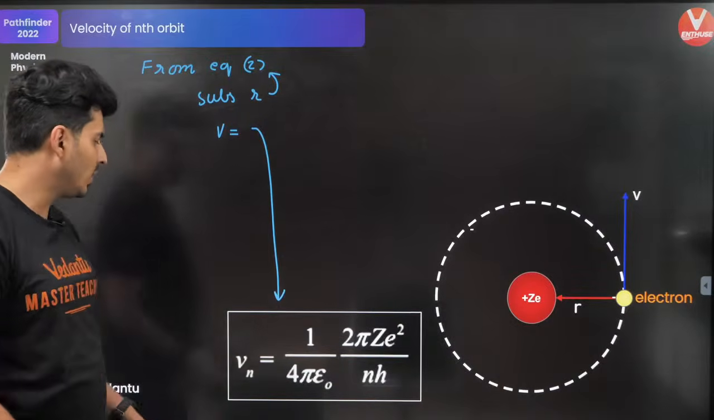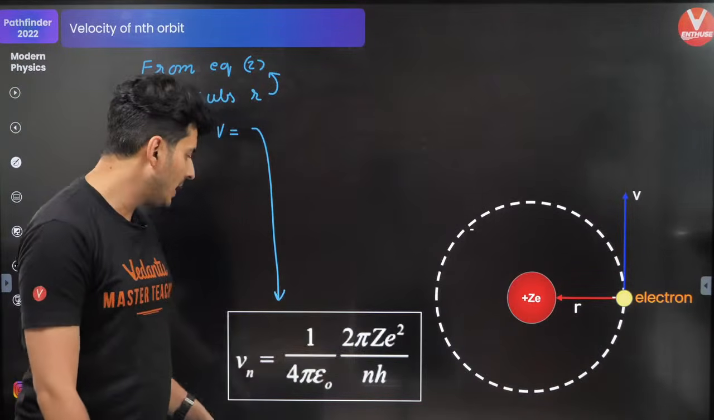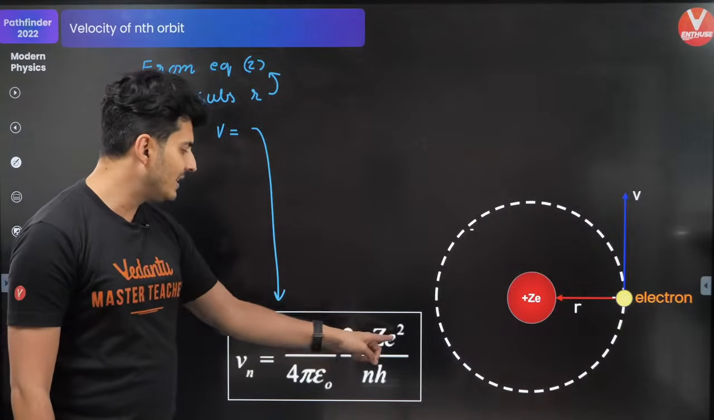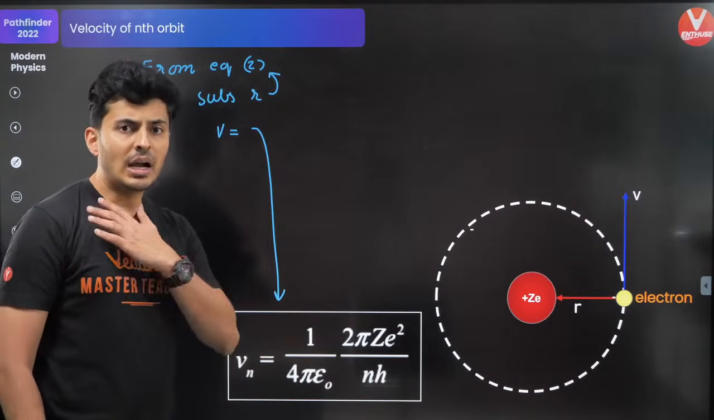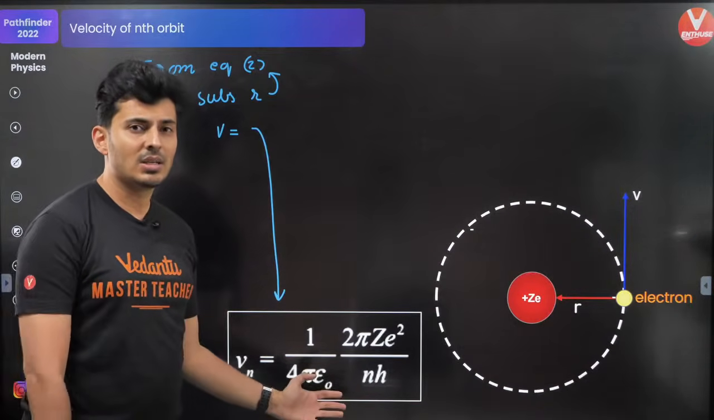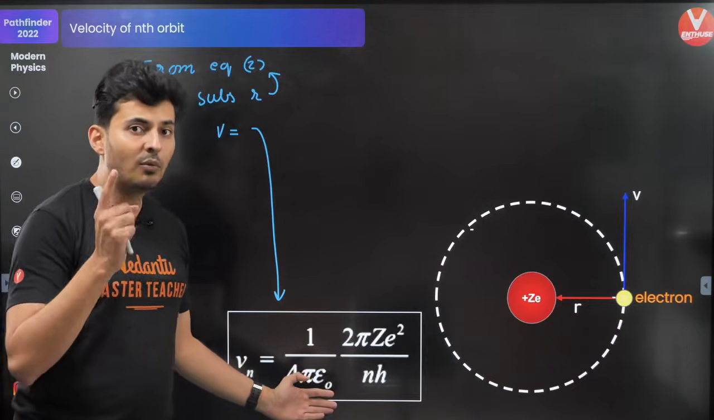This is also very important. The value of velocity comes out to be 1 by 4 pi epsilon naught, 2 pi Ze square by nh. Now, do you need to remember the final values? No. Then what should you remember?